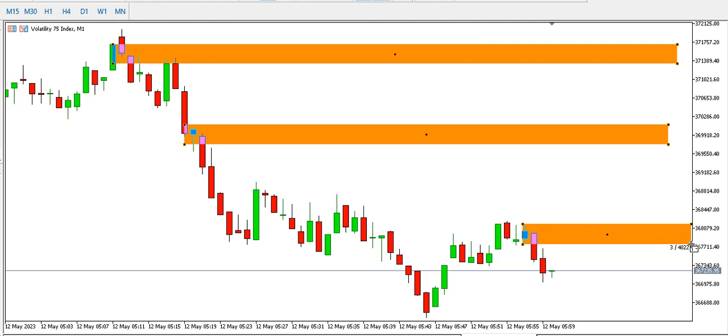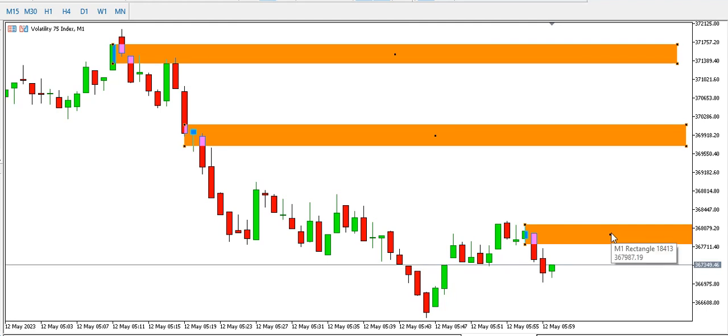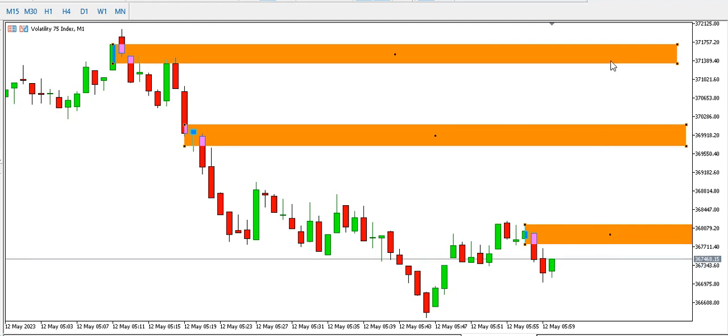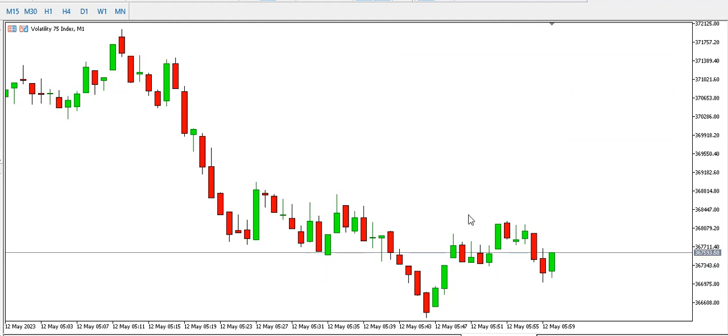Okay, order blocks are resistance zones on the screen. As you can see, price can find resistance here. You can find resistance here. So look for selling opportunities on V75 for now.